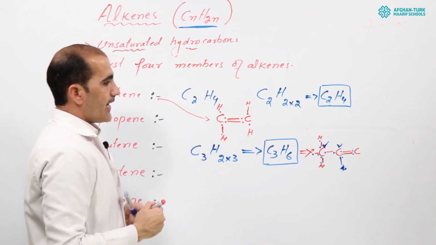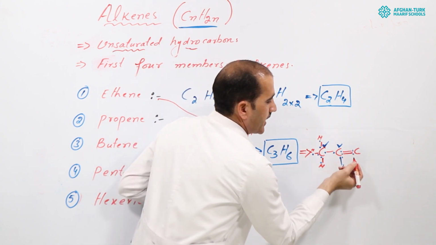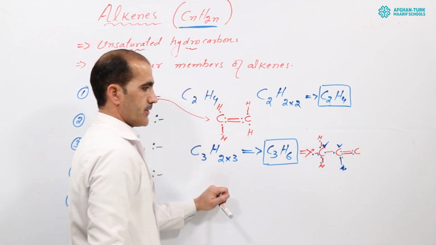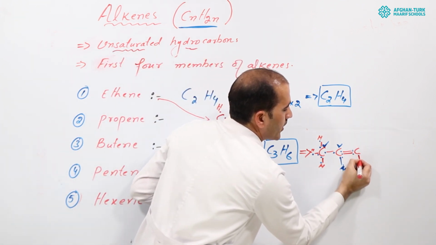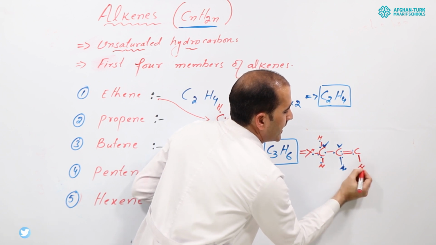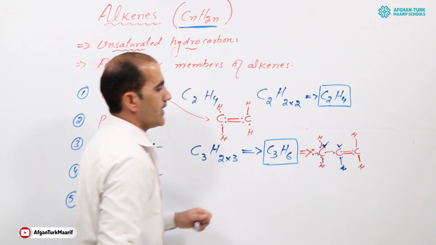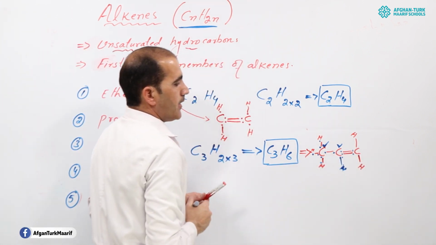Again here, the last carbon atom, you can count the number of electrons here. 1, 2, 3, 4. 4 electrons are already here. How many electrons does it need? 4 more electrons. So as a result, 1 hydrogen atom shares its electron here, 1 hydrogen atom shares its 1 electron here. So as a result, this carbon atom also becomes stable by 8 electrons.